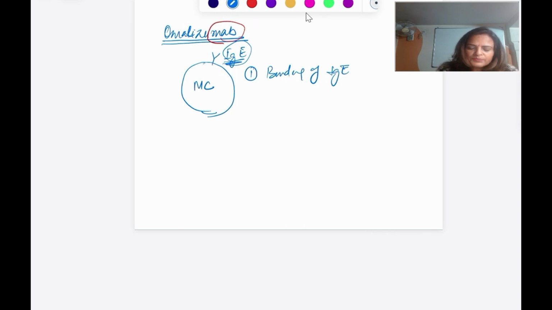Second thing is, whatever is already bound on it, it is going to inhibit the activation of that bound form of IgE antibody. It is going to inhibit. It inhibits here and it inhibits here also.